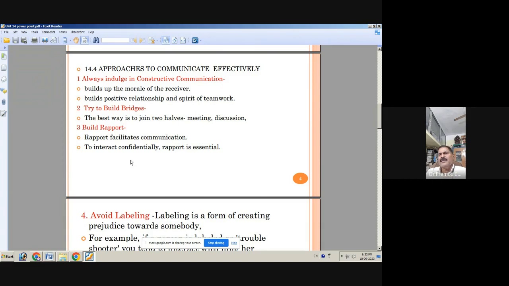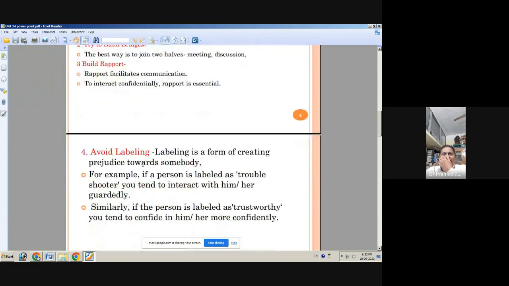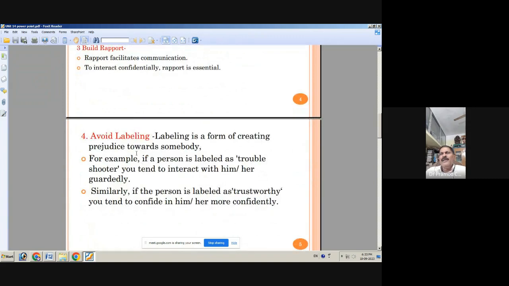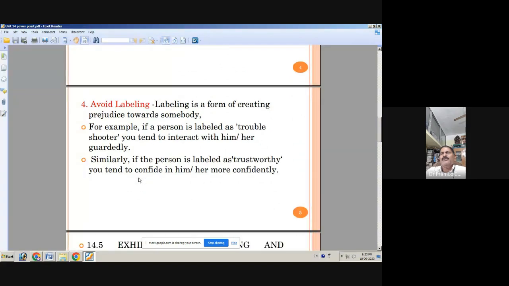And when the rapport is essential, then we can build good contact among ourselves, and the interaction will be very confidential. Then another point is avoid labeling. Labeling is a form of creating prejudice towards somebody. For example, if a person is labeled as a troubleshooter, and you are to interact with that person, then you can invite the troubles.